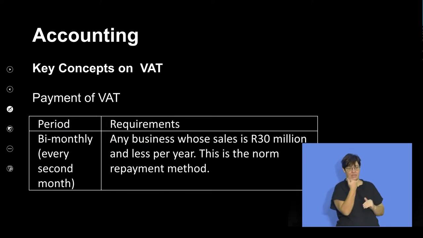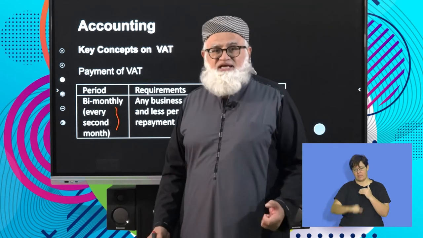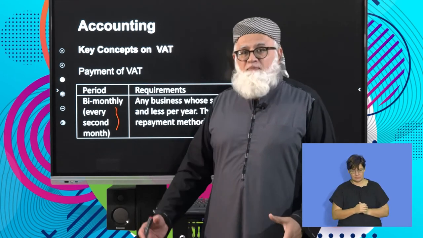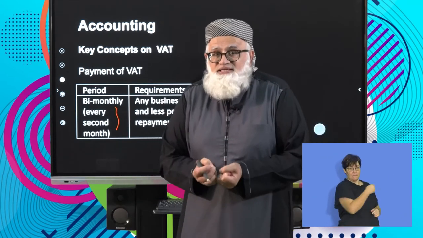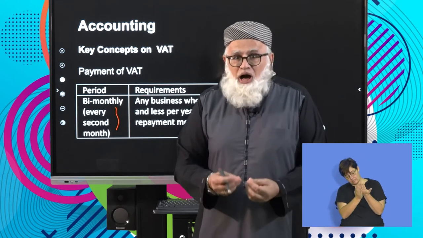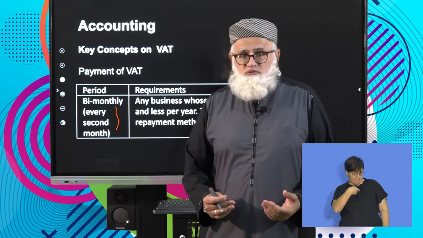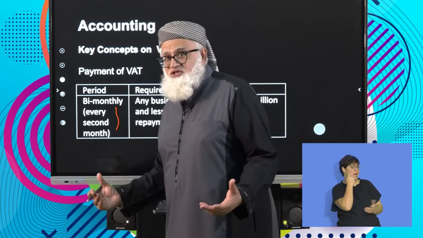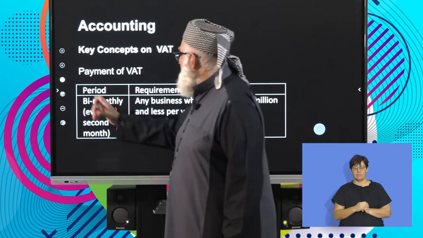Then you get bi-monthly, every second month, any business whose sales is 30 million and less per year. This is the norm. Basically, in most businesses, you would find that they do a bi-monthly return. That means every second month, they do a return to SARS, because remember, you have to submit your figures to SARS, proving how you have arrived at a certain figure which is due to them or due to you. So the second one that we deal with here is your bi-monthly, or your every second month return.